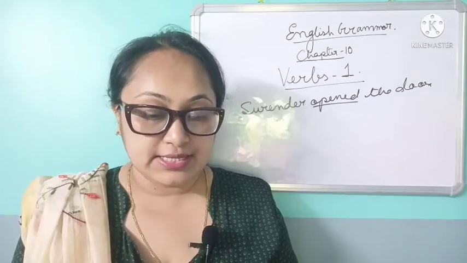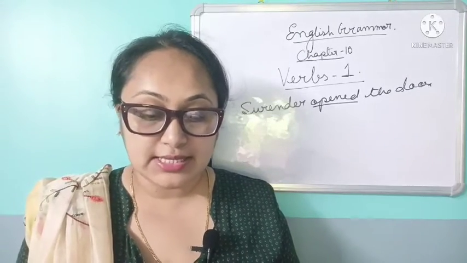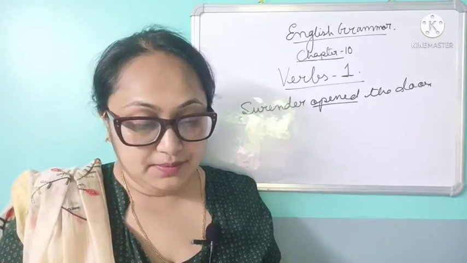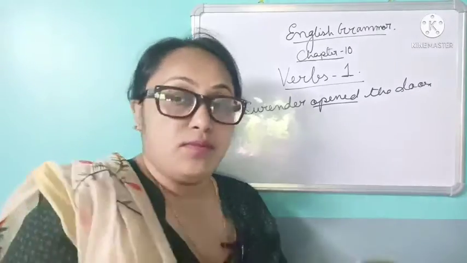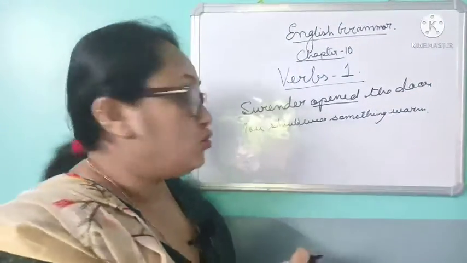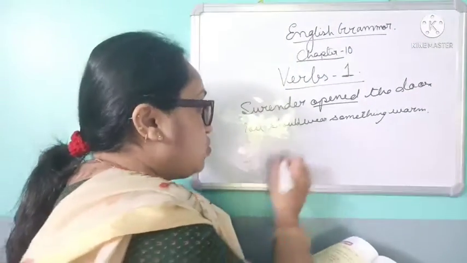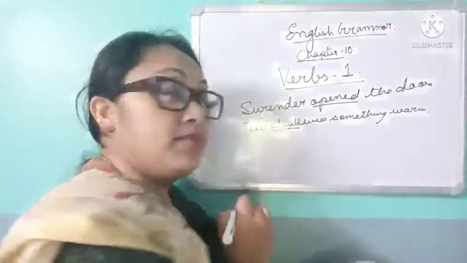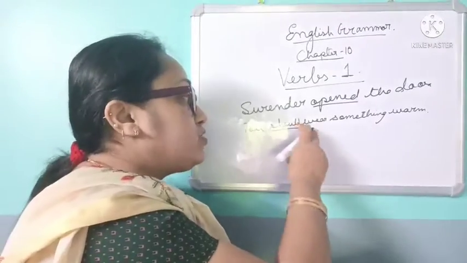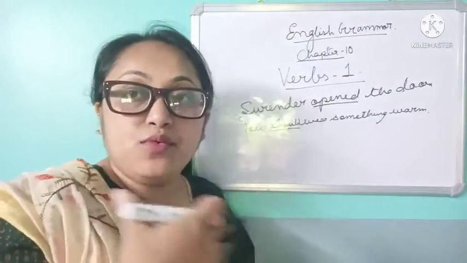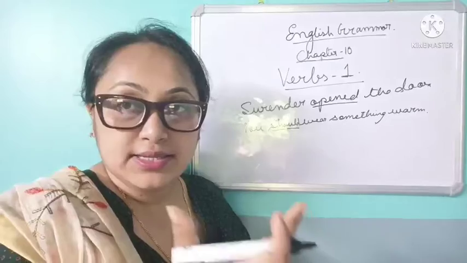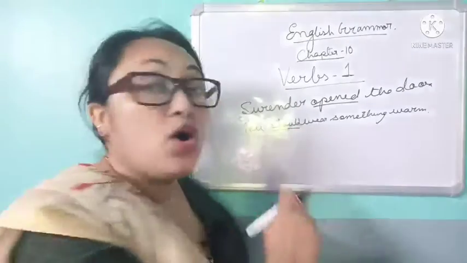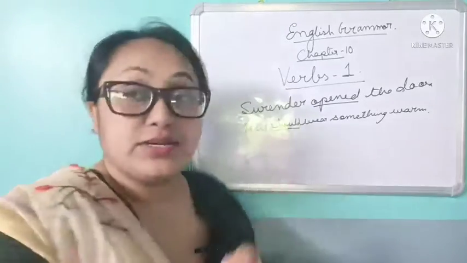An auxiliary verb in a sentence helps the main verb to express its meaning. Let us give one example. You should wear something warm. Clear? So, where is the verb? Wear is the main verb, an action of doing something, and should is helping the verb wear. That is why should is an auxiliary verb.